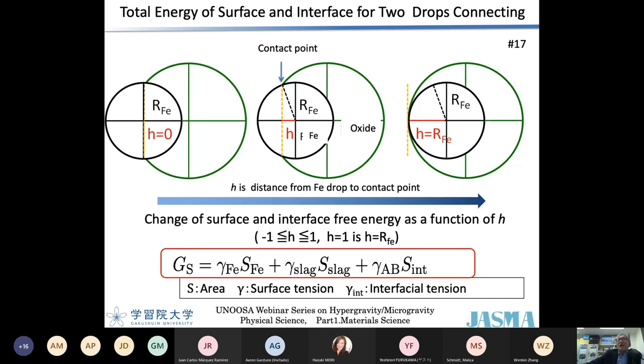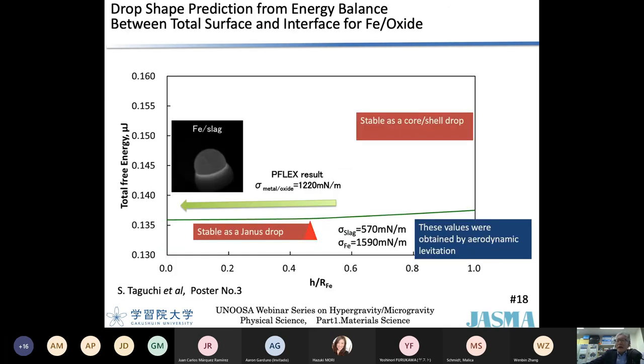And next, please. With this idea we expect which is the stable shape, core shell or Young's shape. This case makes the Young's droplet. The total surface free energy minimum point is here. This axis shows the surface area ratio of liquid iron and molten oxide. At about 0.5, the surface area is like this, liquid iron and molten oxide. And this minimum case makes the Young's drop.